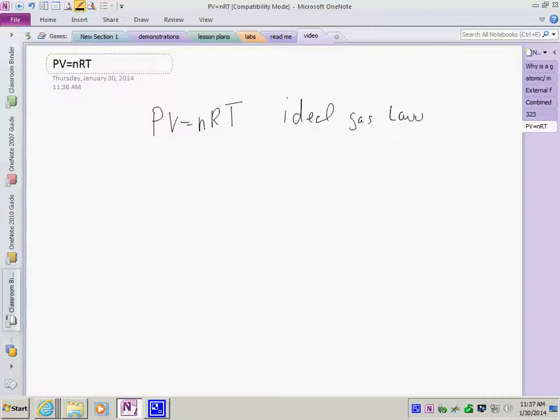Important. So, in this equation we have pressure, we have volume, n is the number of moles, the actual number of particles, R is a constant that is called the universal gas constant, and then we have T, which is temperature.